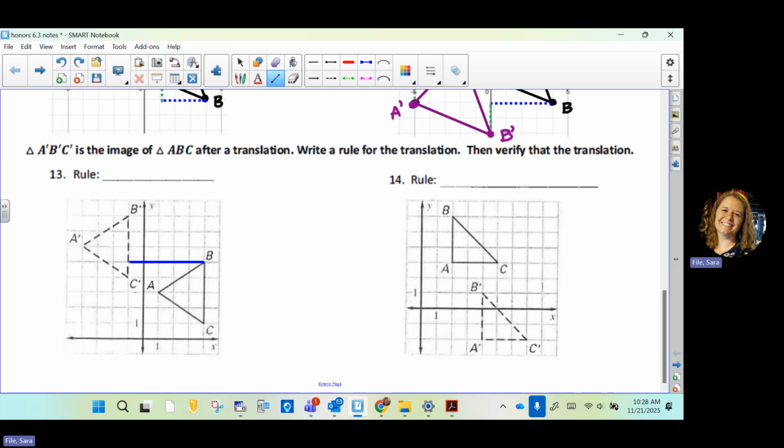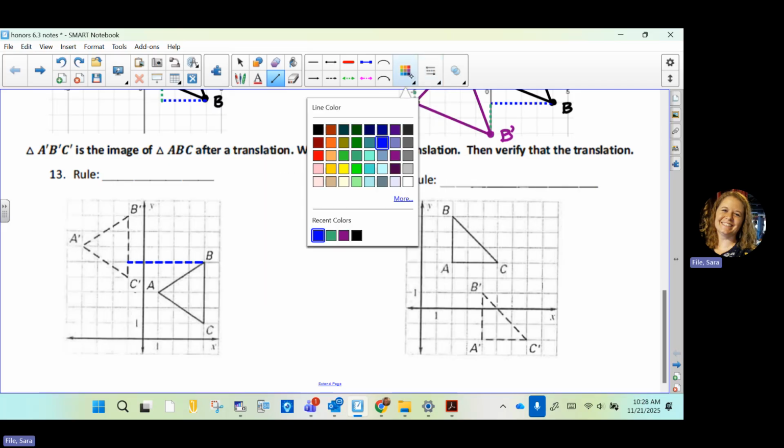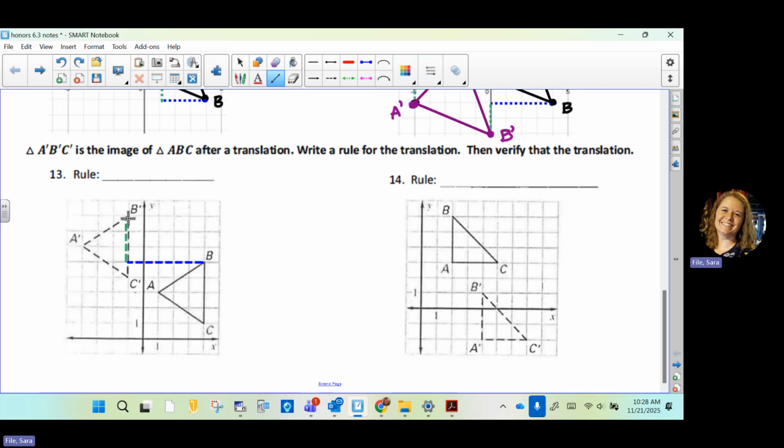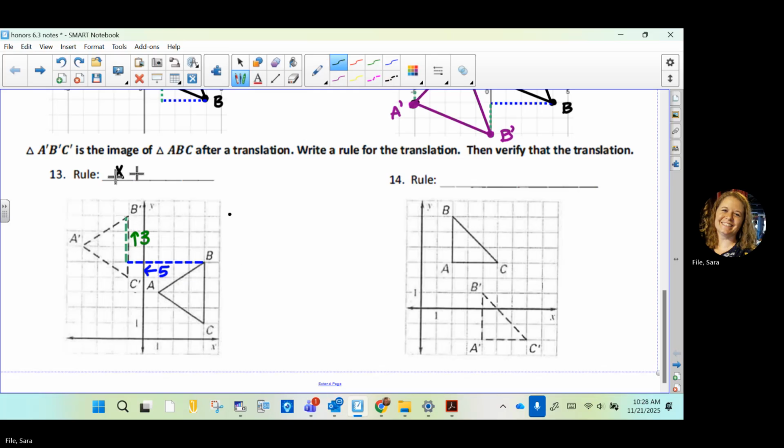Okay, but for B, I'm going to do this way here. So I would just simply count and say, okay, I went 1, 2, 3, 4, 5 to the left. And I went 1, 2, 3 up. So that means my rule for the X and the Y, I went left 5, so I'm subtracting 5, and I went up 3, so I'm adding 3. So that's my rule for this translation.